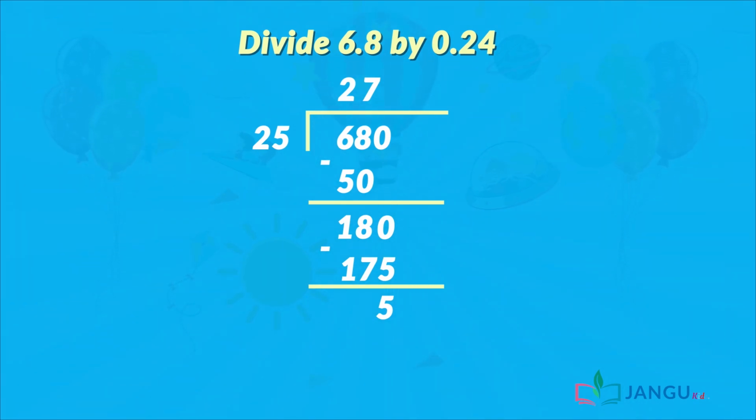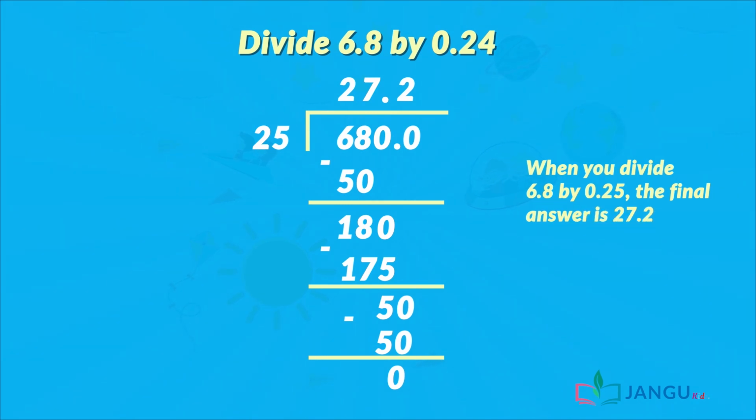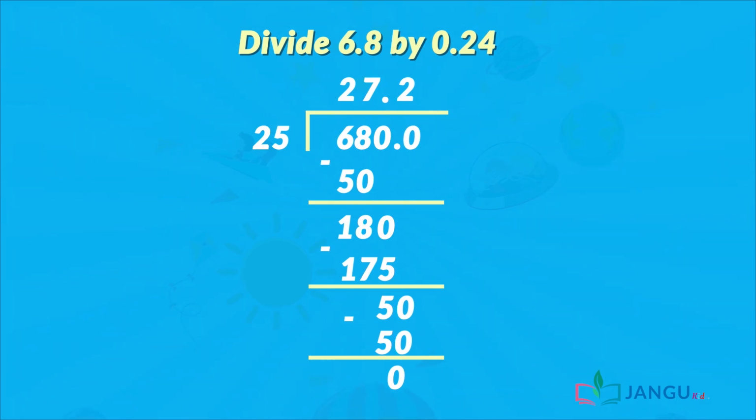So we bring in an imaginary 0 and add it to the 680, but after a decimal point has been added, like this, 680.0. So now we have 50. How many 25s can we get into 50? It equals 2. Multiply 25 by 2 gives you 50. Subtract 50 from 50 and you have 0. So the final answer is 27.2. When you divide 6.8 by 0.25, the answer is 27.2.